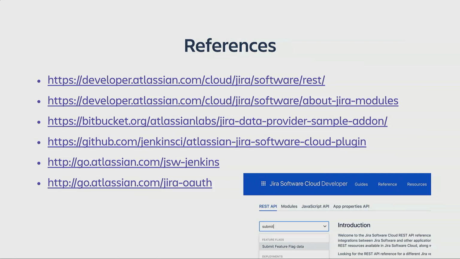So I've just talked about a lot of things there. So there's some references here that you can look at. All the REST APIs, which describe in great detail what all the payloads are for all of the APIs, are described on the developer.atlassian.com website. Equally, the module types that you need for a Connect app are described up there under the Jira modules.